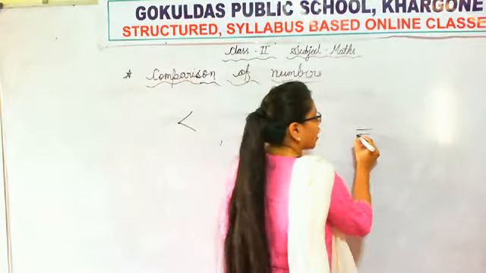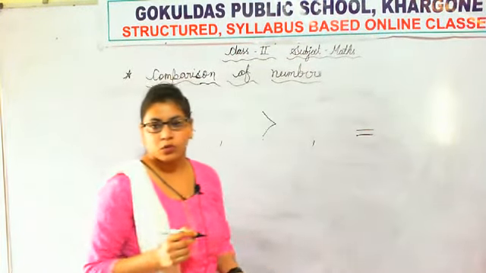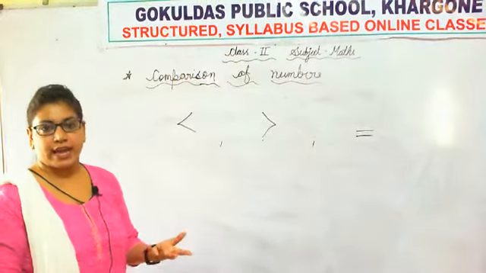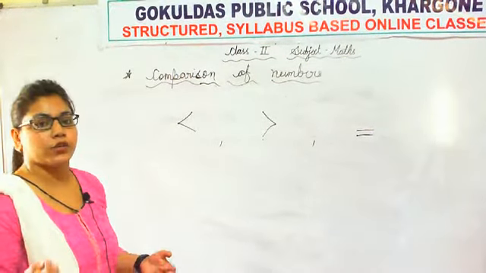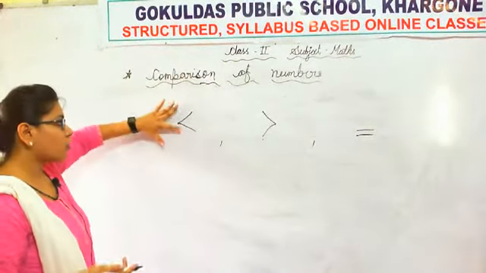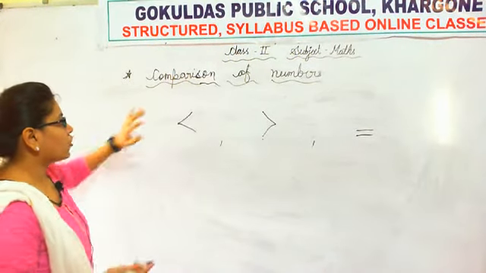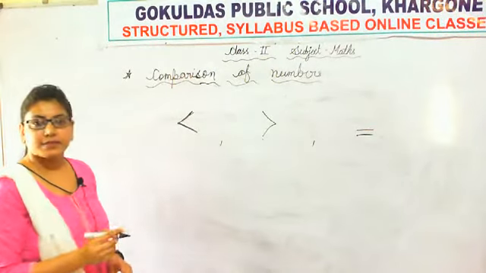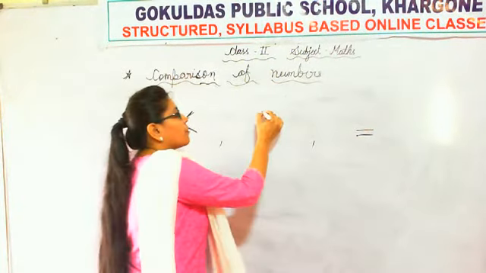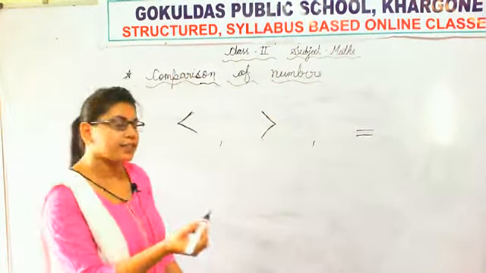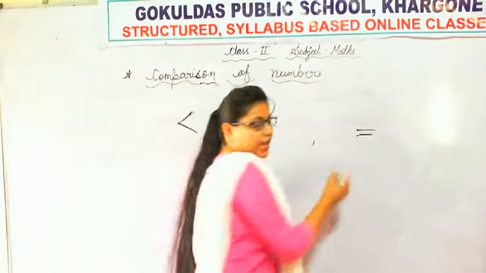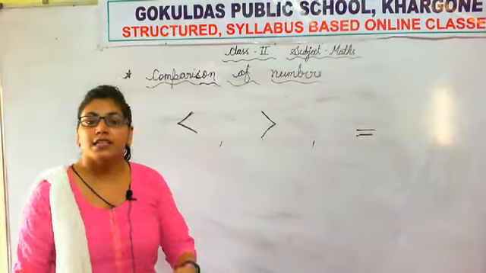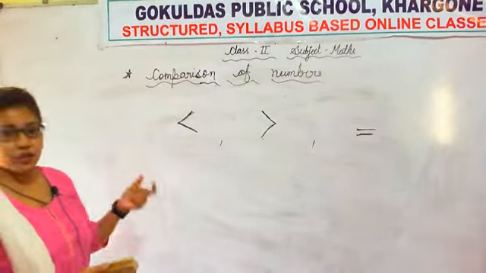And this sign we call equal to. We are just recalling it. I know you already know it, but we are just recalling it. So the closed mouth sign, we call it less than, and this open mouth sign we call greater than, and this one equals to. Now we will use these signs in the comparison of numbers.